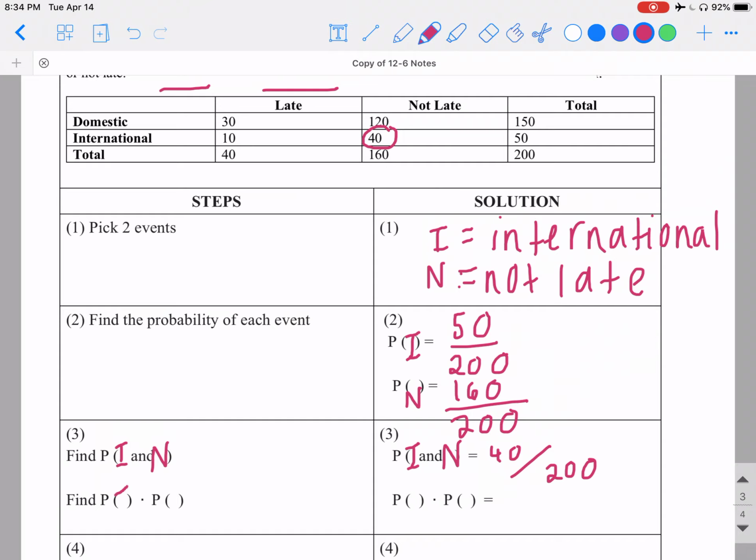And then I'm going to find the probability of international times the probability of not late. So we already did that in step 2 and found these separately. So I want to do 50 over 200 times 160 over 200, which if you throw that in your calculator and simplify will equal 1/5.